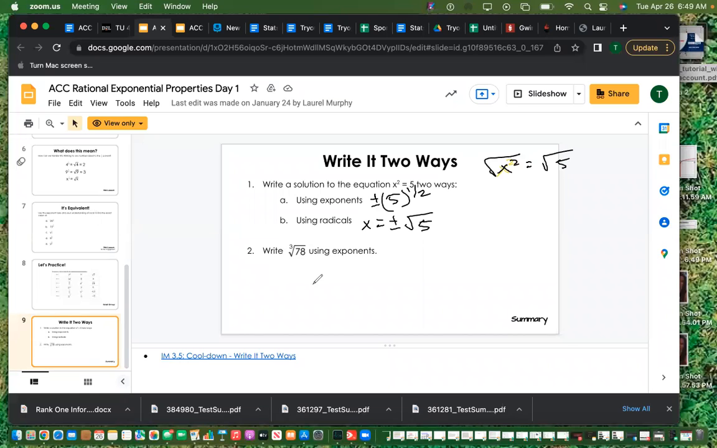Now, number 2, write using exponents. So this is the same thing as saying 78 raised to the 1/3 power. Okay, make sure that you use your parentheses. Otherwise, that causes problems later on.